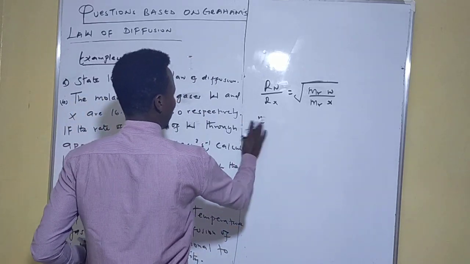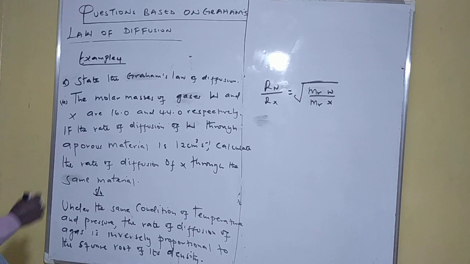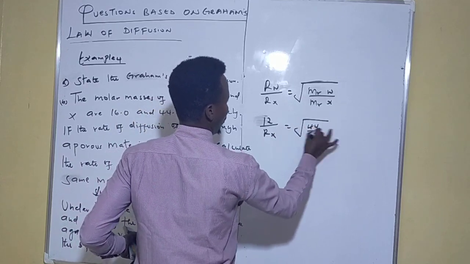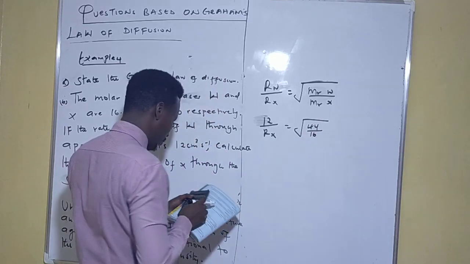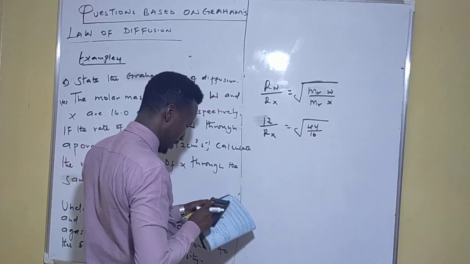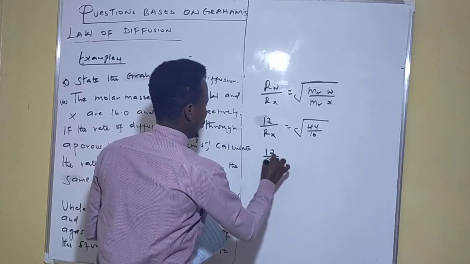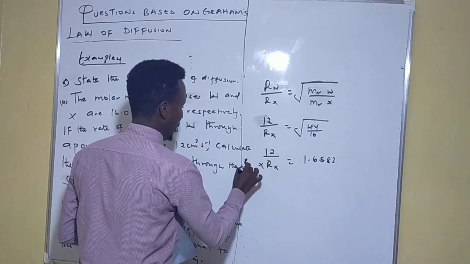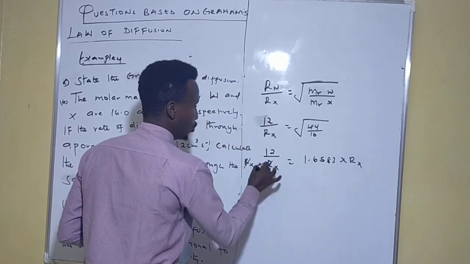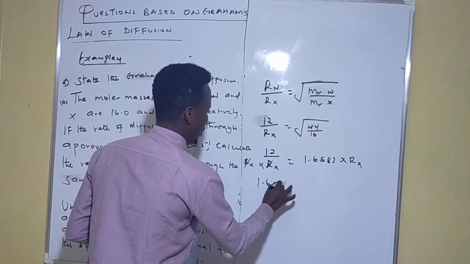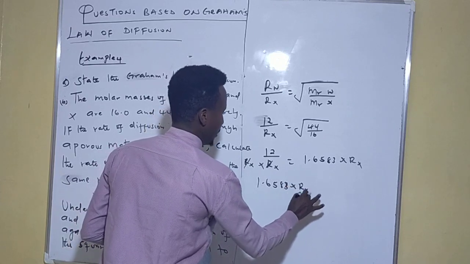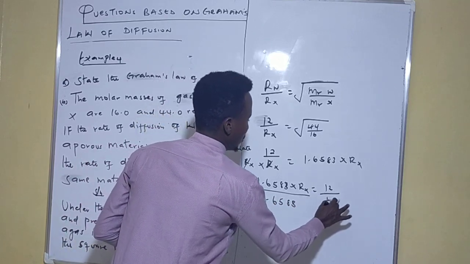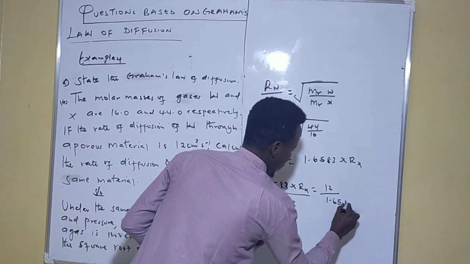So we are going to say rate, but remember we have rate of W. Rate of W is 12. So we have 12 over rate of X is equal to the root of 44 divided by 16. This will give me 2.75 under root, and the answer is 1.6583. Then to get this, multiply both sides by rate of X, cancel these two. So we have 1.6583 multiplied by rate of X is equal to 12. Then to get rate of X, we divide both sides by 1.6583.